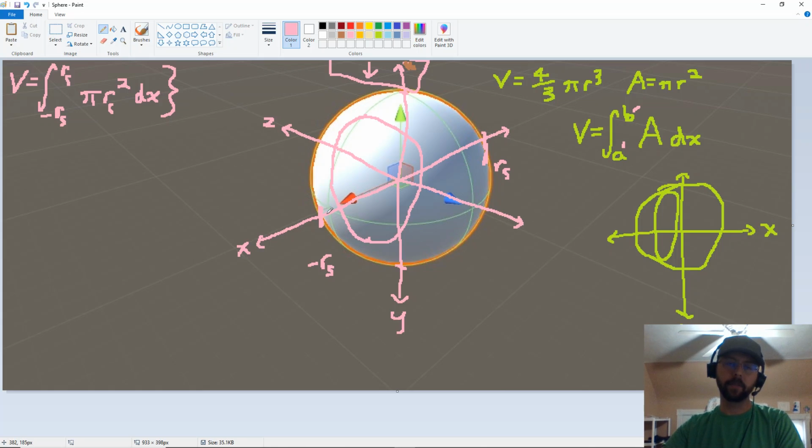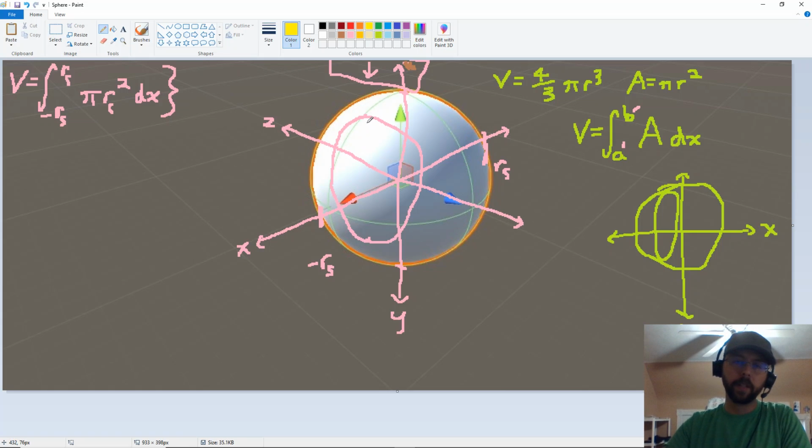When you're here, you're going to have a really small circle. This will be a medium-sized circle. This will be the biggest circle. This will be a medium-sized circle, and this will be a very small circle. So what can we do? How can we figure out the radius of that circle in terms of x?